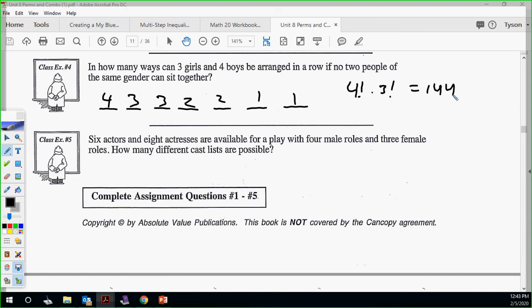And we'll get to that tomorrow. But this is how easy this is. 6 actors for how many spots? 4. So 6P4. 8 actresses for 3, 8P3.